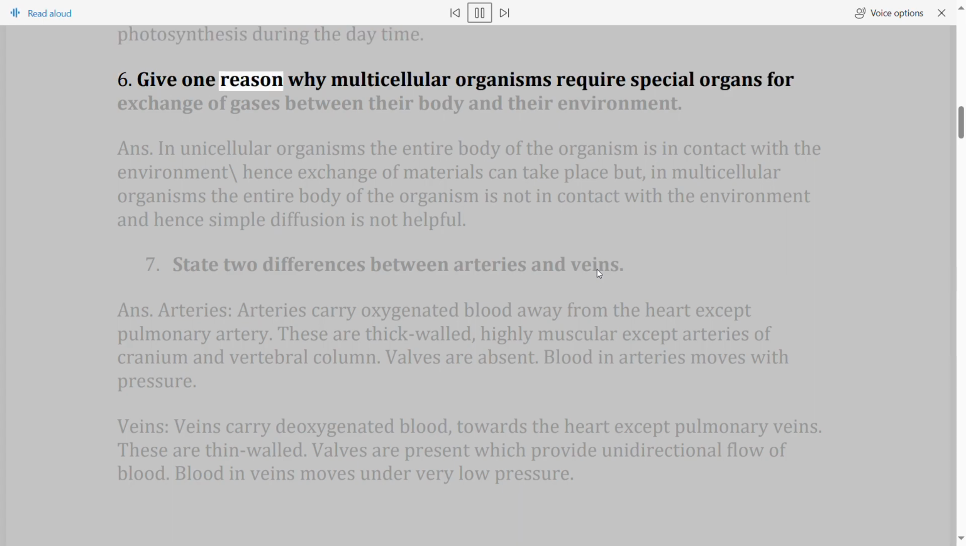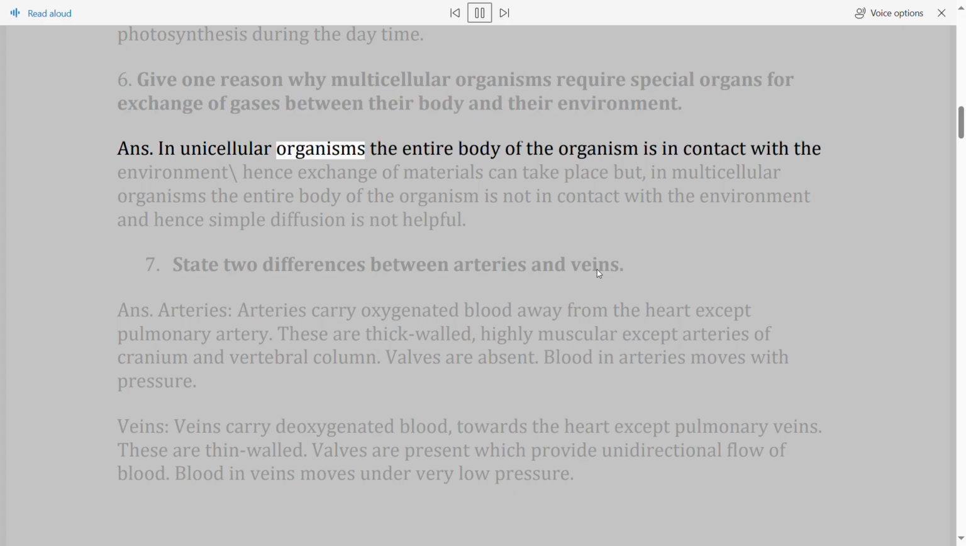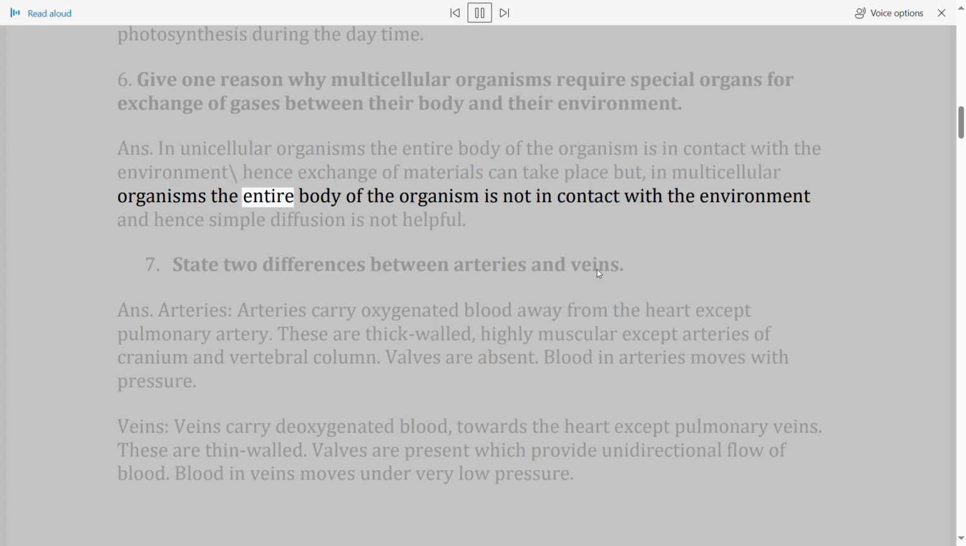6. Give one reason why multicellular organisms require special organs for exchange of gases between their body and their environment. Ans. In unicellular organisms, the entire body of the organism is in contact with the environment, hence exchange of materials can take place, but in multicellular organisms, the entire body of the organism is not in contact with the environment and hence simple diffusion is not helpful.